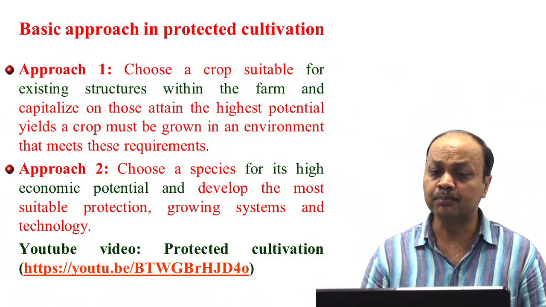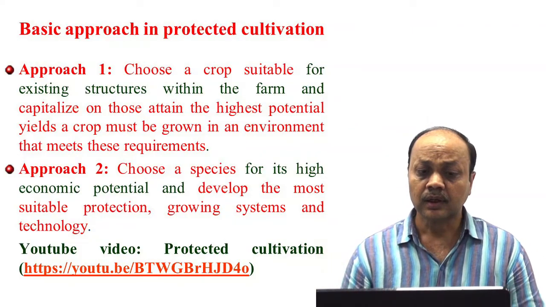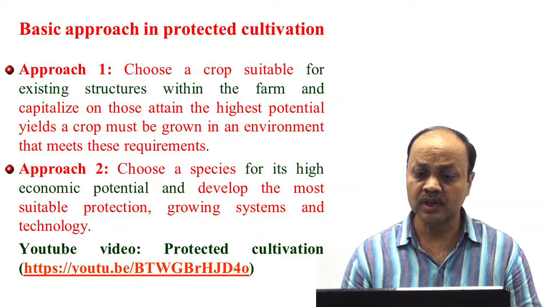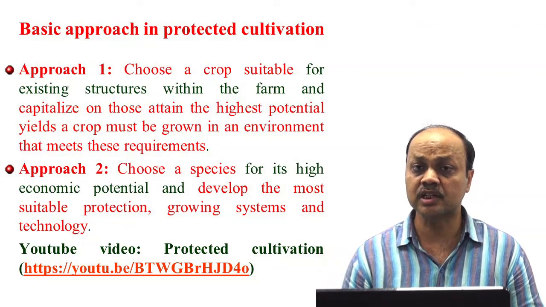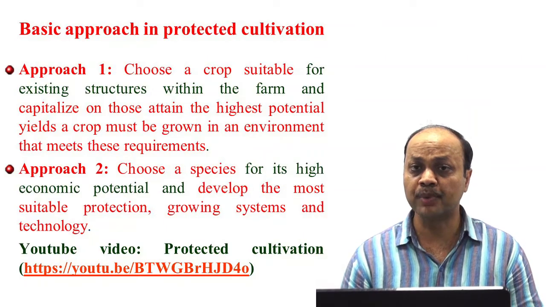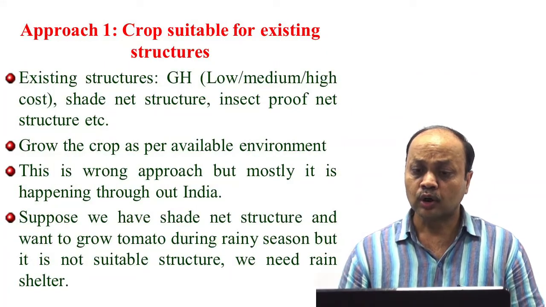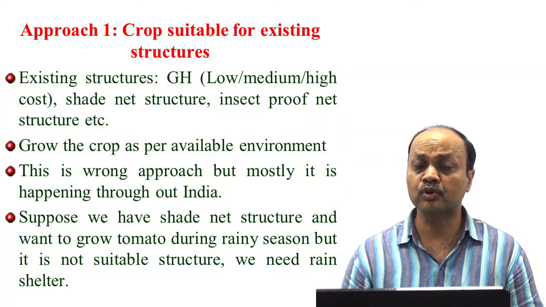In protected cultivation, which we have discussed in detail earlier, normally two approaches are followed. The first approach is to choose a suitable crop for the existing structure. Suppose you have an existing structure; based on the environment condition available inside it, you select the crop. The second is to first choose the crop. I suggest you go through the video I have already uploaded on what protected cultivation is.